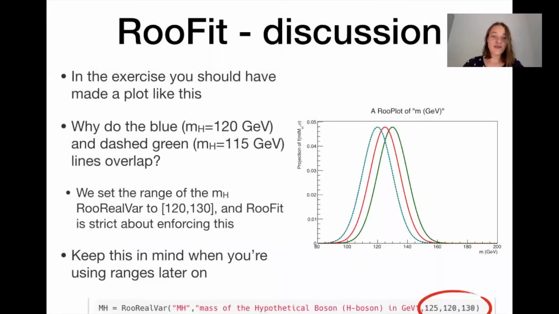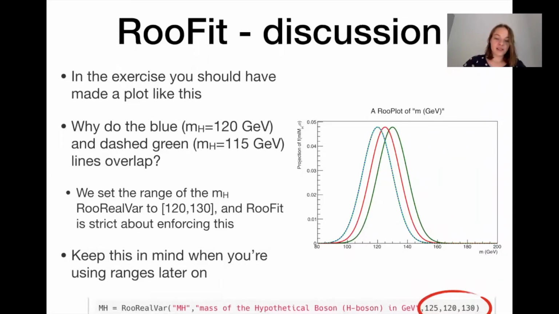Okay, so now that you finished the exercises on RooFit, I wanted to discuss one point that we asked you a question about during that exercise. So you may remember making a plot that looks a little bit like this, as you can see here on the right. And we asked you why the blue line, which was made for a Higgs boson mass of 120 GeV, and the dashed green line, which was made for a Higgs boson mass of 115 GeV, overlap.